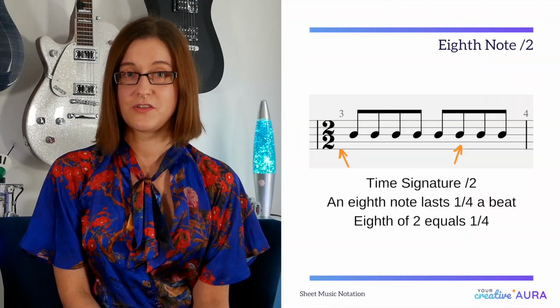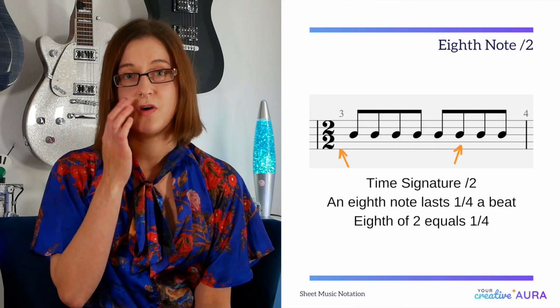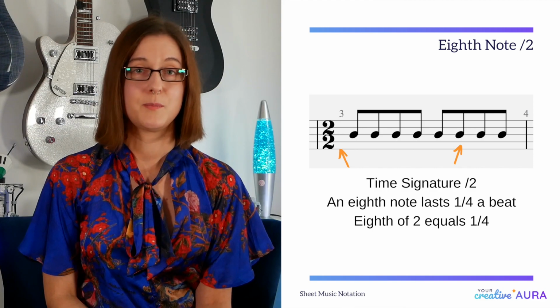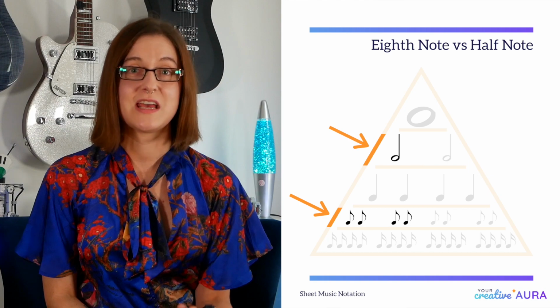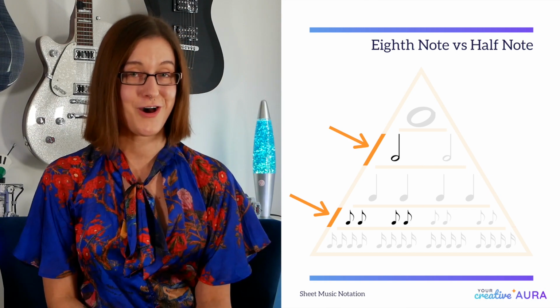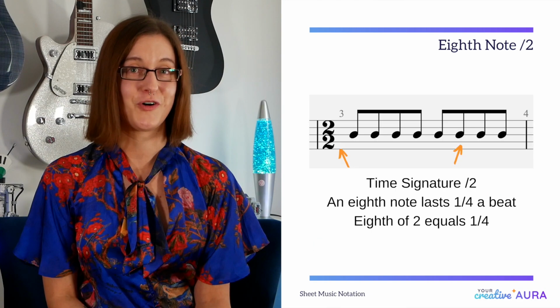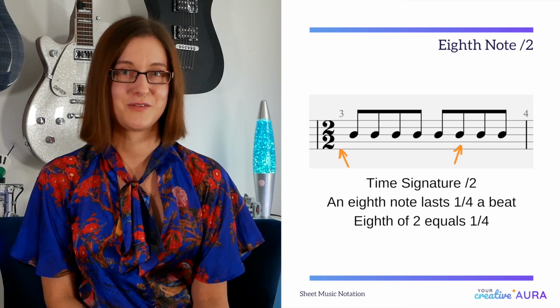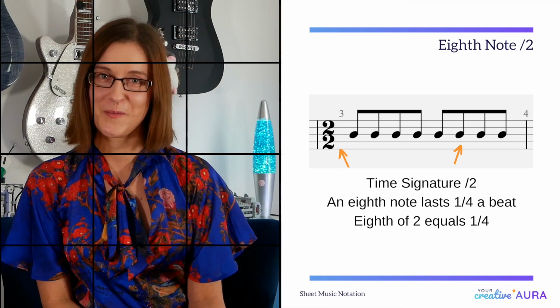So in time signature 2/2, an eighth note will last a quarter of a beat because an eighth note is 1/4 of a half note. Therefore, you'll need 8 eighth notes to fill the entire bar. It's a bit of a mouthful to say, 8 eighth notes.